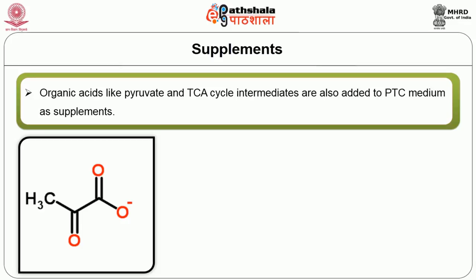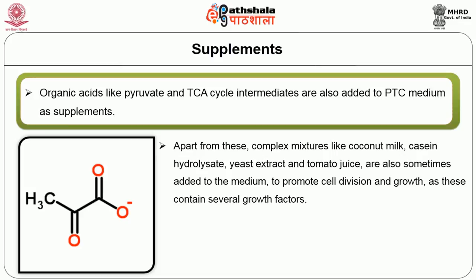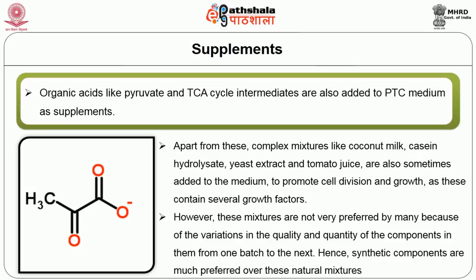Apart from these, complex mixtures like coconut milk, casein hydrolysate, yeast extract and tomato juice are also sometimes added to the medium to promote cell division and growth, as these contain several growth factors. However, these mixtures are not very preferred by many because of the variations in quality and quantity of the components in them from one batch to the next. Hence, synthetic components are much preferred over these natural mixtures.